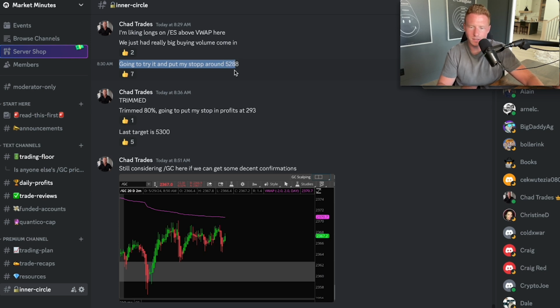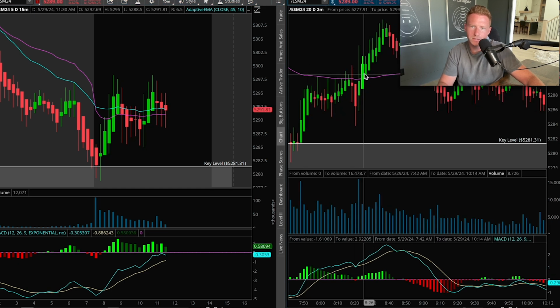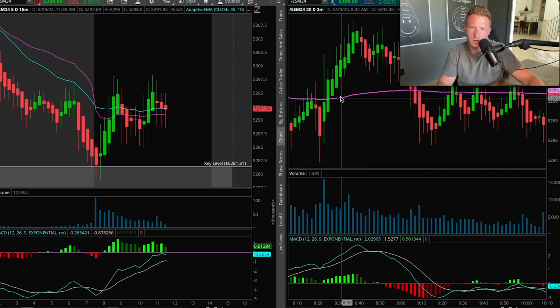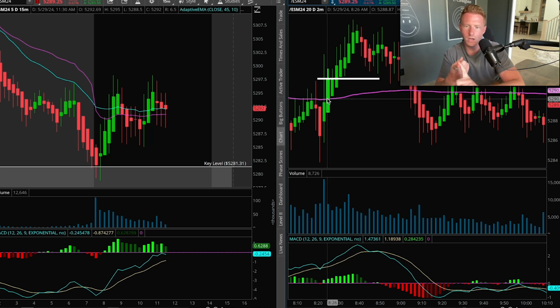Okay, so this is exactly at 8:30 where I actually entered right after that initial candle close. If we go on the 2-minute time frame, I basically entered on this candle right here. The reason why I entered on this candle is because this was a good looking green Heikin-Ashi candle. We had the volume confirmation.